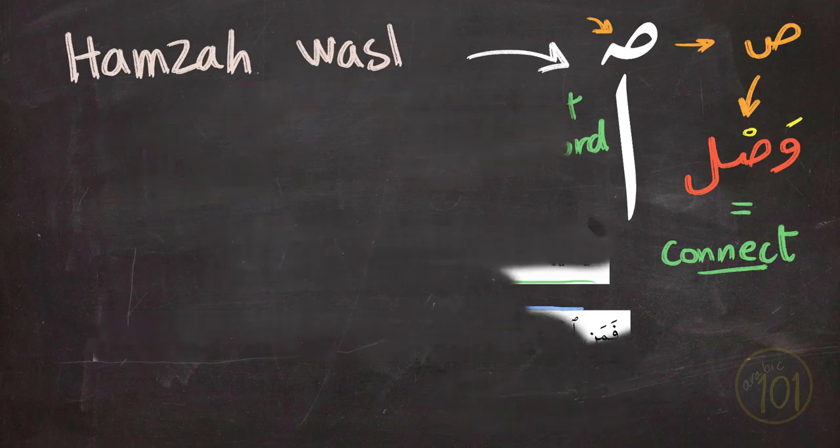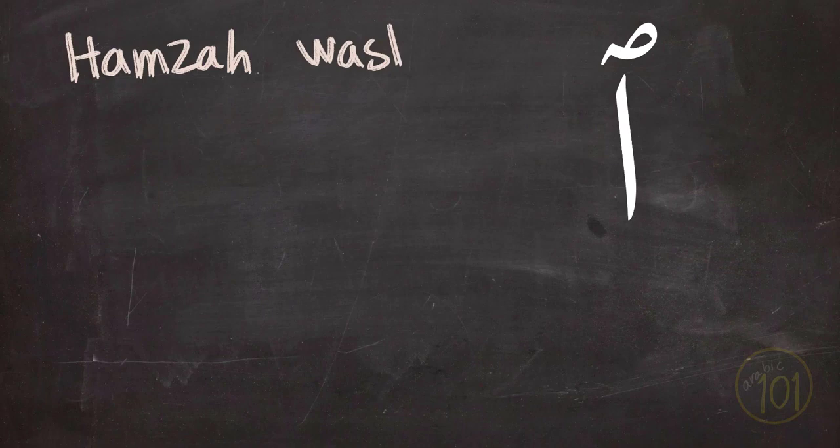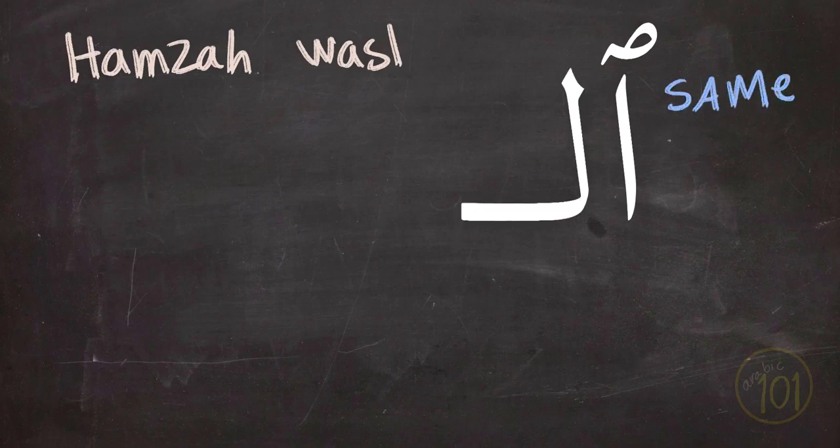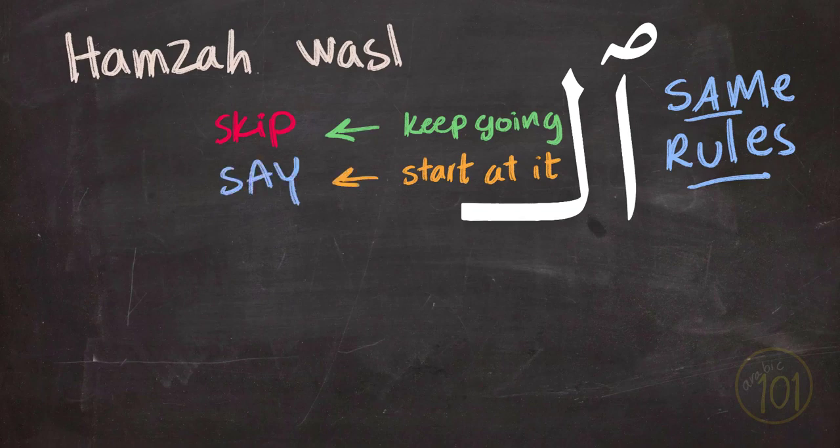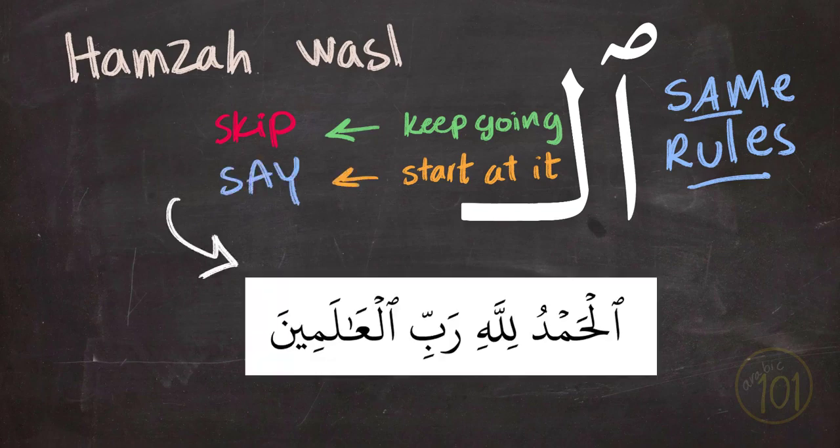Hamzat Wasl also occurs with the defining article al, which means the in English. And the same rules apply. If you keep on reading, you're going to skip the Hamzat Wasl, but if you start at the word, you will pronounce Hamzat Wasl. Like in this example.